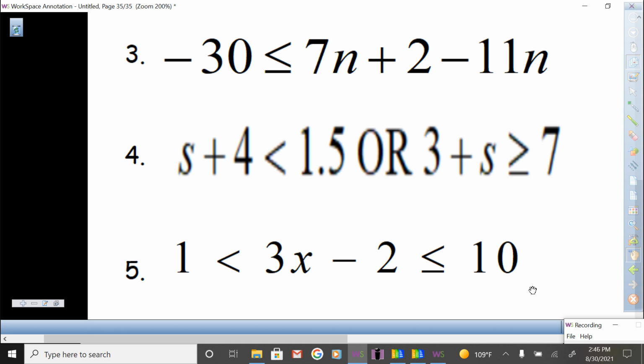All right, so those first 5 you're going to solve, and you're going to do the entire process that I'm going to show you in a little bit. Okay, we're going to revisit that. However, the last three are graphs. So I want you to draw 3 number lines, one for number 6, one for number 7, one for number 8.